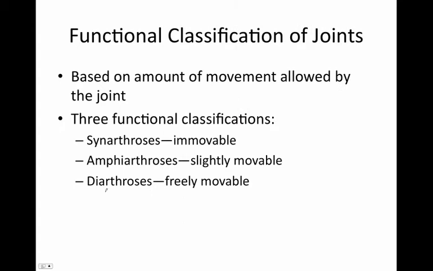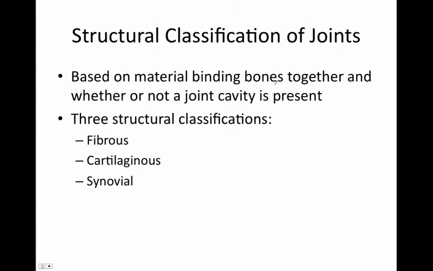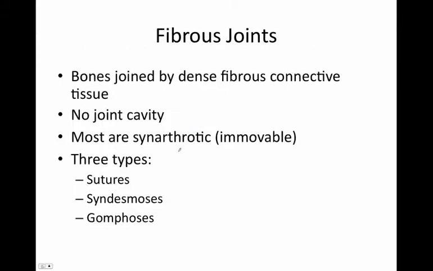We're going to have two classifications for every joint. One that's based on movement, and then the other that's going to be based on the material binding the bones together. So those are two of the ways that we're going to take a look at how these joints are named.